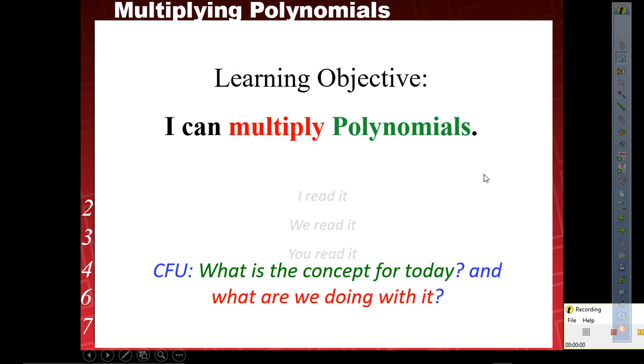Here we go. Our objective for today: I can multiply polynomials. Read together: 1, 2, 3. And we already started with this yesterday. Is that correct? In regards to multiplication, but we already started with polynomials a while back.